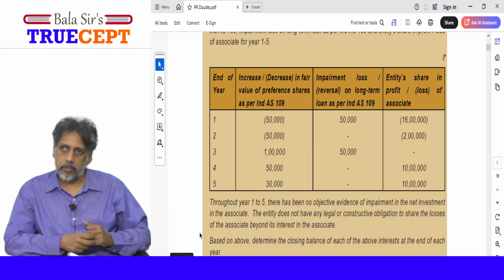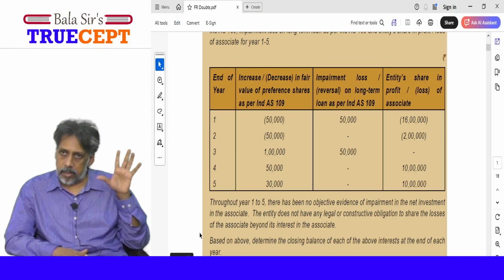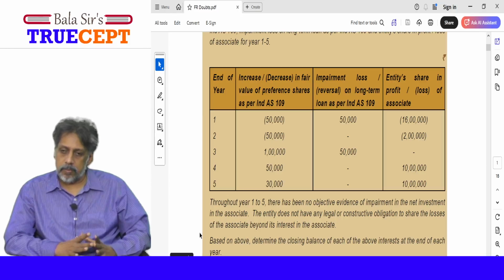Next, year 2, 50,000 again negative, decrease in fair value of preference shares. Year 2, 50,000 decrease, in brackets. Next, impairment loss nil. Then entity's share of loss again is minus 2 lakh. Then year 3, 1 lakh rupees is the increase in fair value of preference shares.